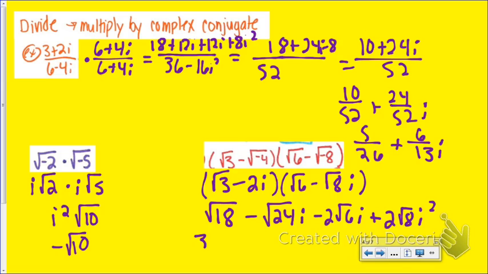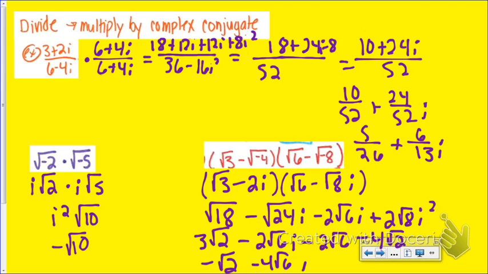Square root of 18 reduces to 3 root 2. Square root of 24i reduces to 2 root 6i, minus 2 root 6i. And then this would become minus because of the i squared. So I have minus 4 root 2. If you really wanted to combine these together one step further, you could, with the real part being 3 minus 4 root 2, and then minus 4 root 6i.